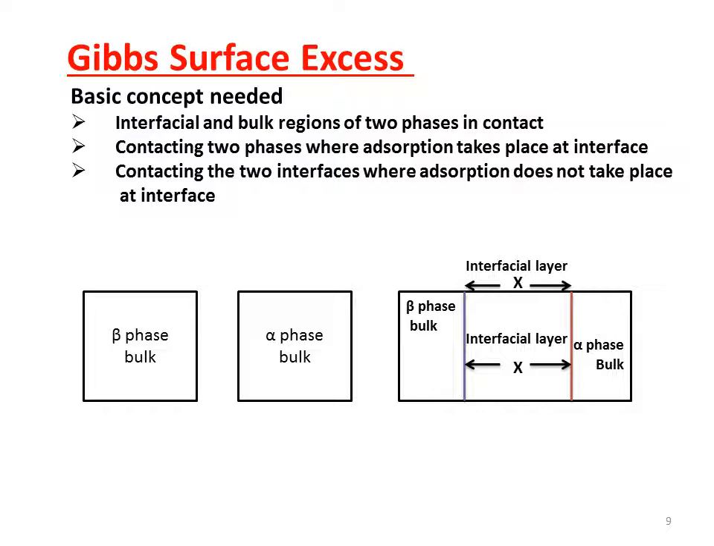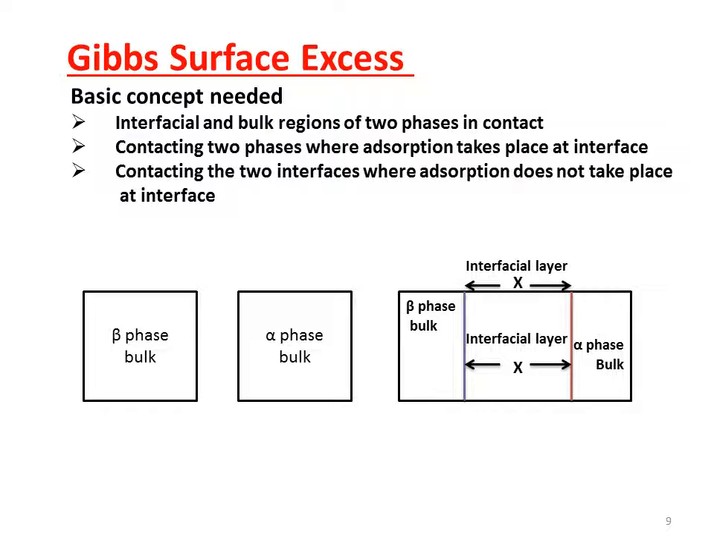It means that when we contact two phases, then an interface is developed. And how is the interface developed? Because of adsorption. So where adsorption takes place, it takes place at the interface. The third point is about contacting two interfaces, where adsorption does not take place at the interface. It means that when two interfaces contact each other, their adsorption will not take place because the two interfaces are contacting each other.